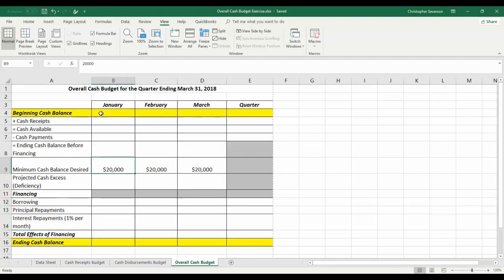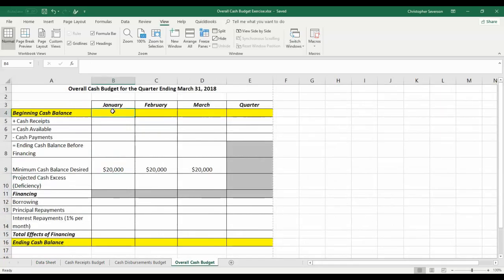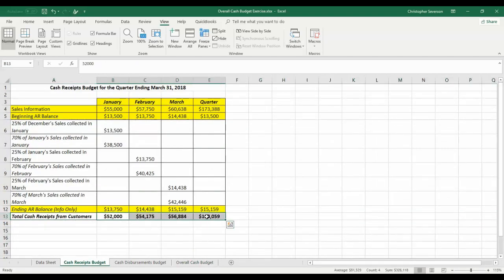The first thing we need is the beginning cash balance, which it tells us December 31st, 2017 is $3,500. So that means January 1st is also $3,500. We don't know the other 2 months yet. We'll have to calculate them based on the prior month's ending balance. We need cash receipts. These are just going to be straight from the cash receipts budget.